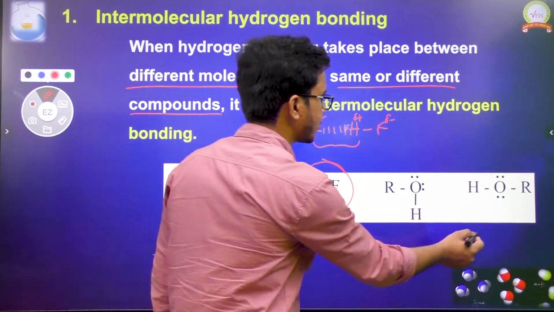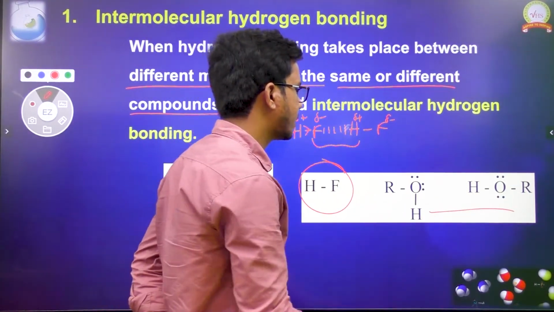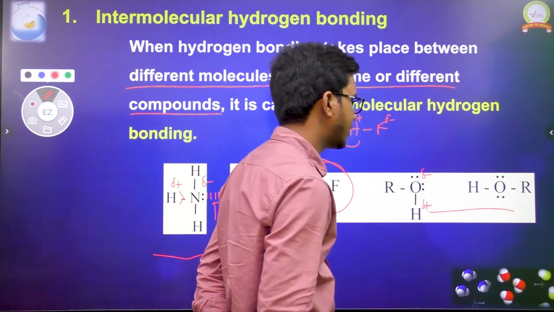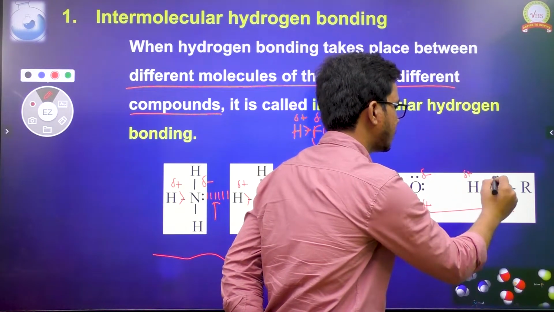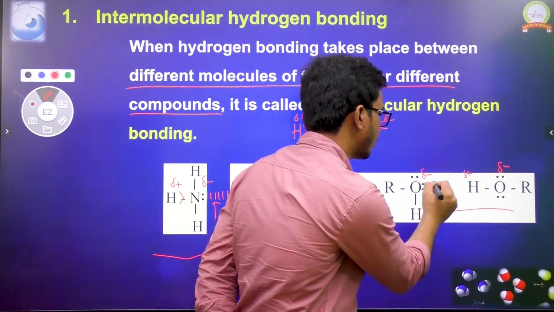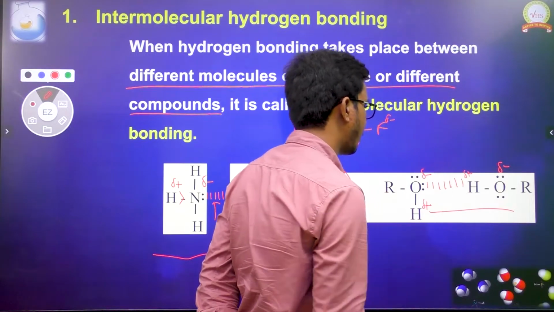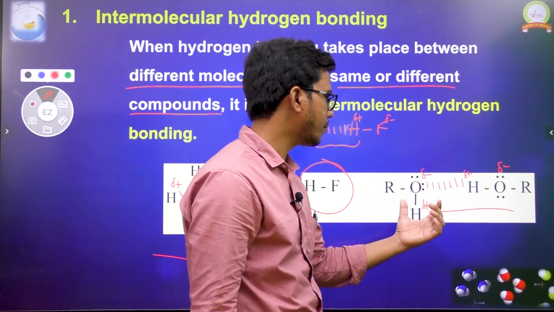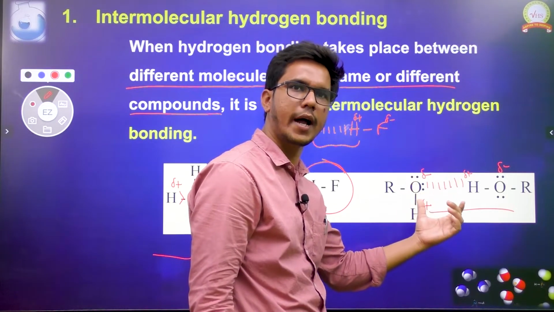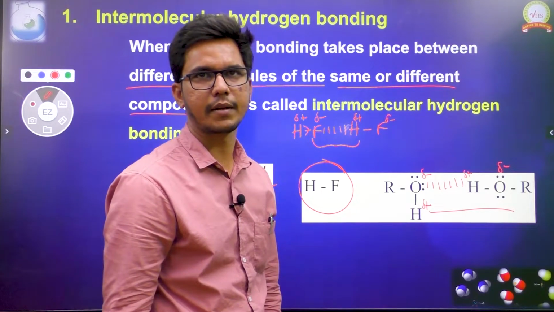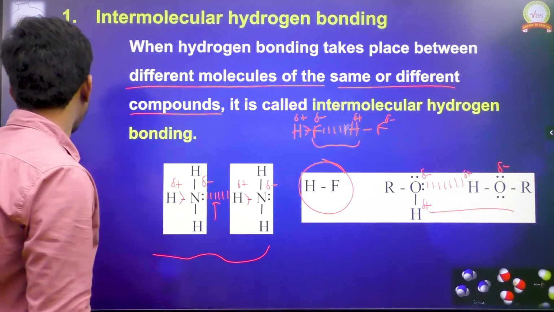If you take these examples also, we have two alcohols here in which oxygen is the more electronegative atom and gets partial negative, and hydrogen is partial positive. Here too, hydrogen is partial positive and oxygen is partial negative. Between these two, electrostatic forces form. This is hydrogen bonding, and it is taking place between two alcohols, so we call this intermolecular hydrogen bonding.